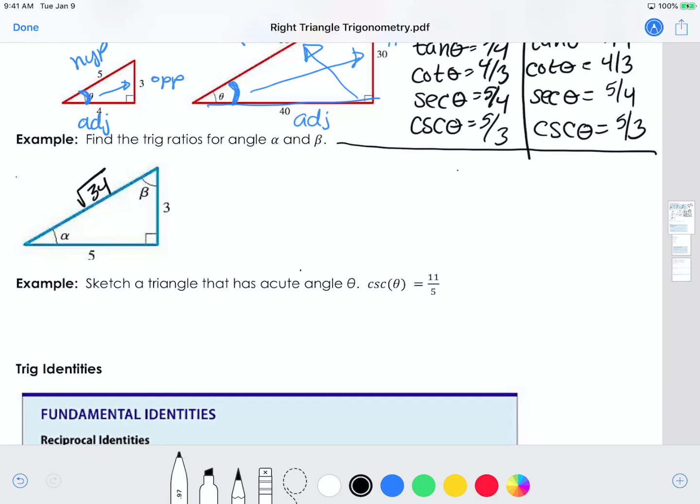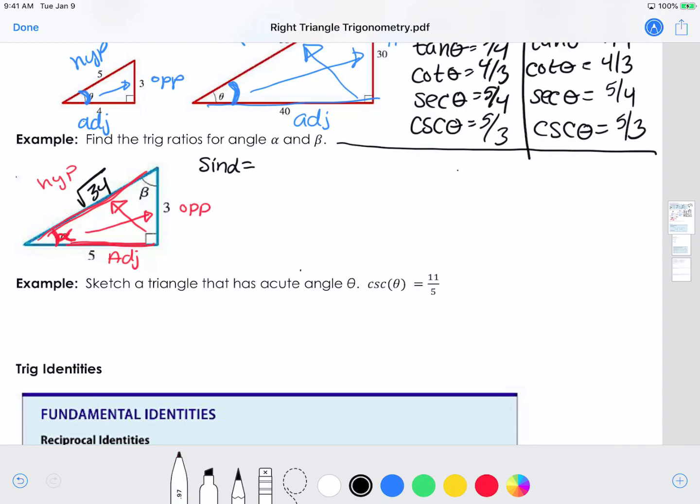Now, for each angle, we need to find all the trig ratios. So let's start with angle alpha. If I want to find sine of alpha, that means I'm looking at this angle right here in red. So that means this side of alpha is going to be the opposite side. This is going to be my adjacent side, and this would be my hypotenuse. The hypotenuse is always the side opposite my right angle.